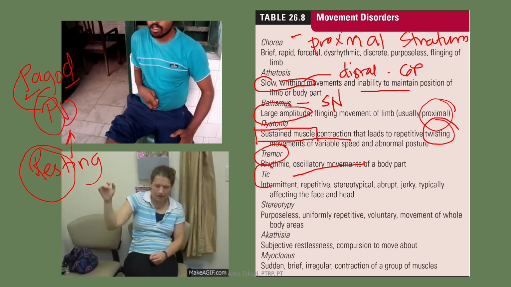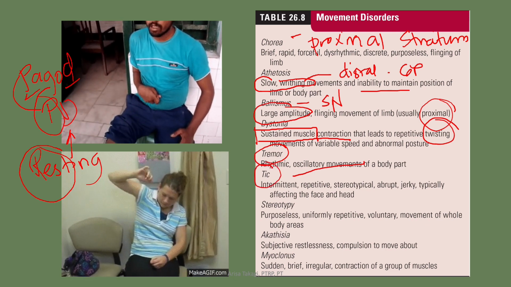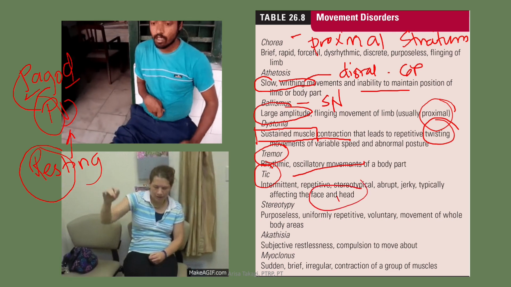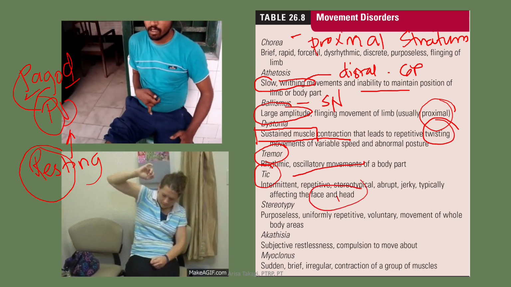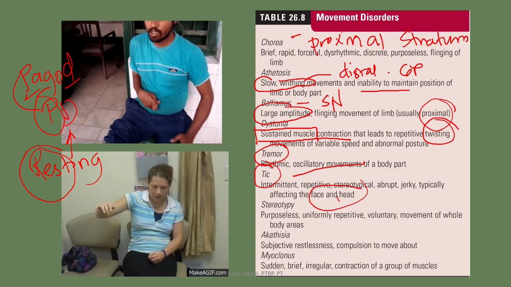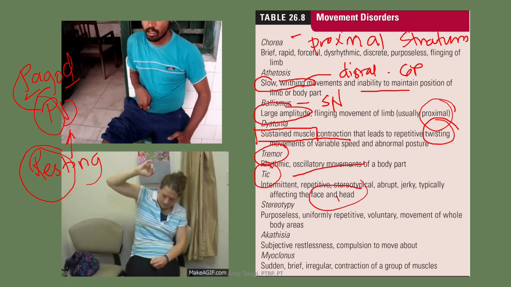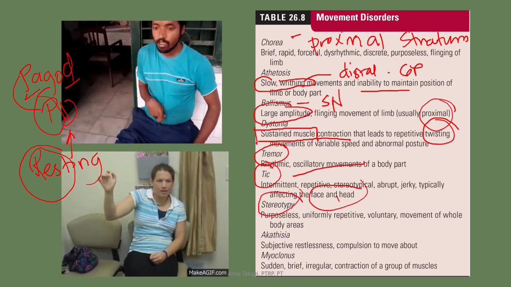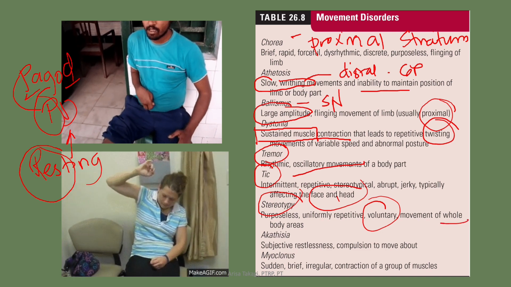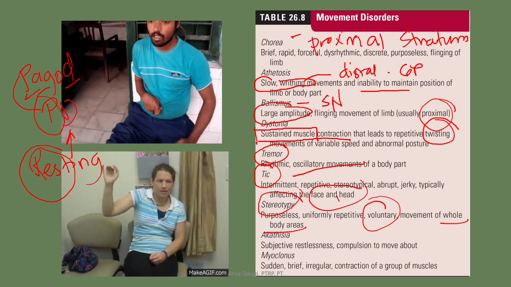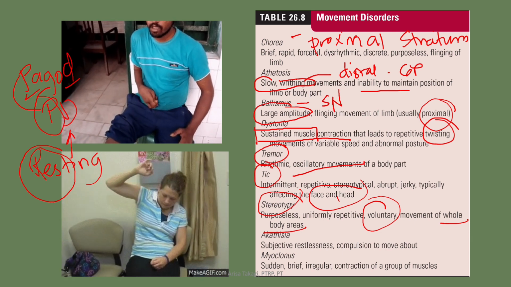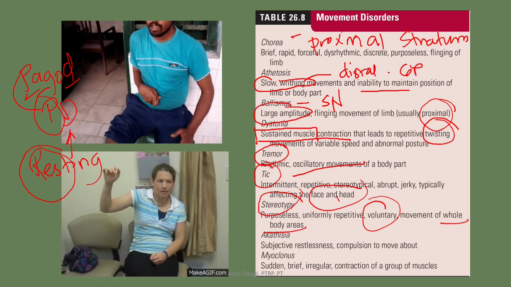And then we have your tic, which is intermittent, repetitive, stereotypical, abrupt, jerky. Again, typically found in the face and in the head. Yung mga biglang nagro-rotate yung neck, that's mga tic yun, no? Intermittent. Stereotypy, these are purposeless, uniformly repetitive, voluntary movement of whole body areas. So, paulit-ulit, no, na ginagawa voluntarily of the whole body. Stereotypy yung tawag doon.